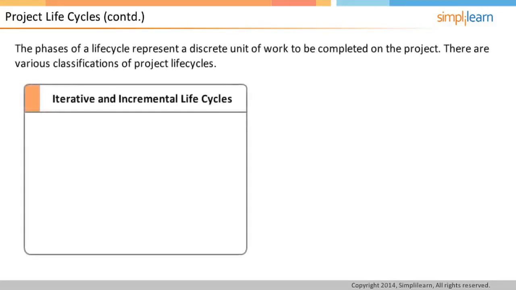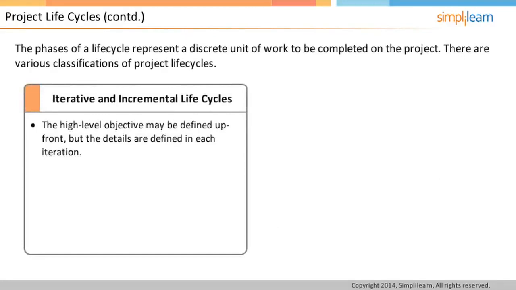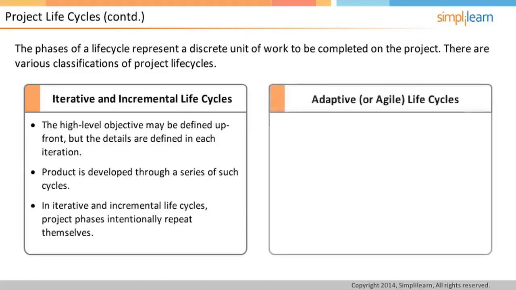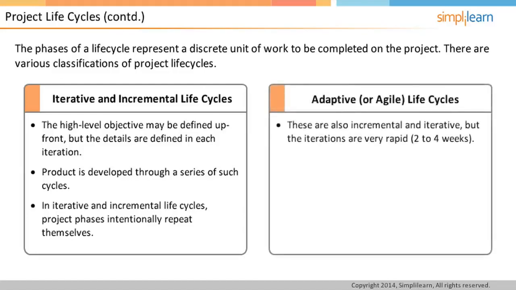Incremental and iterative life cycles have a short upfront high-level definition and planning phase. The product is then developed through a series of iterations, where each iteration increments or adds to the functionality by a little. All the activities are intentionally repeated in iterations. Adaptive or agile life cycles are variants of incremental and iterative life cycles where the iteration is very short, typically 2 to 4 weeks.